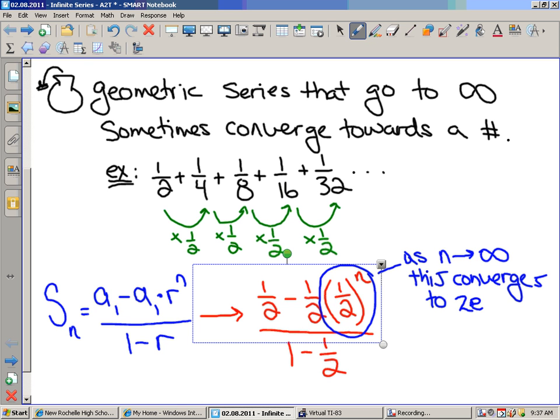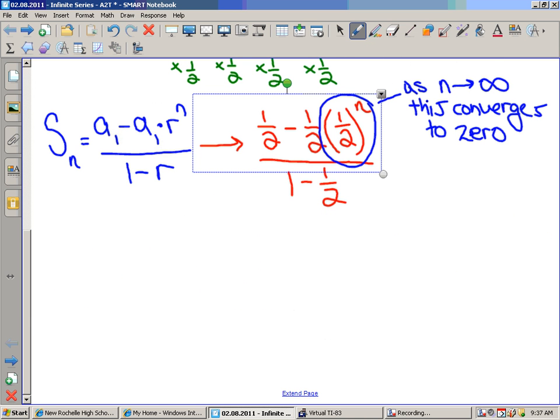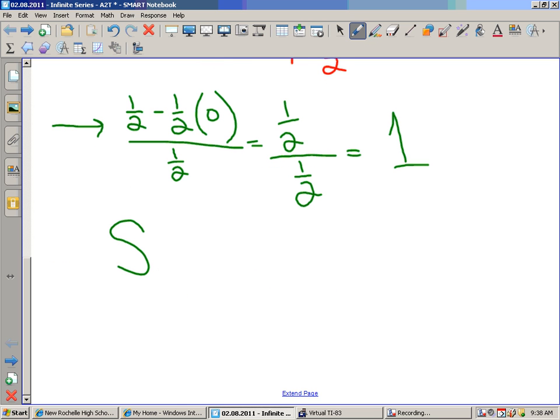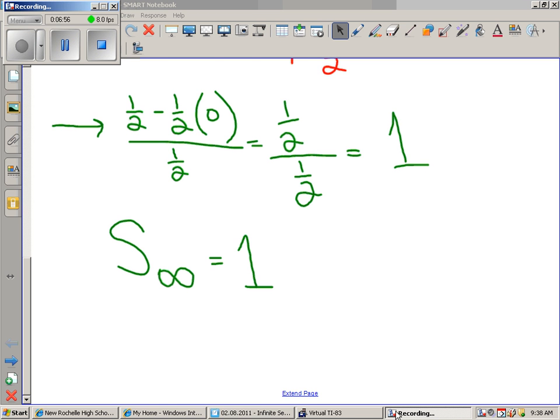This converges to 0. And so here's what you're left with. If that converges towards 0, you get 1/2 minus 1/2 times 0 all over 1 minus 1/2, which is 1/2. And so that's just 1/2 over 1/2. And 1/2 divided by 1/2 is what? How crazy is this? That the sum at infinity equals 1. Infinitely many numbers being added, and they approach a single solitary number.